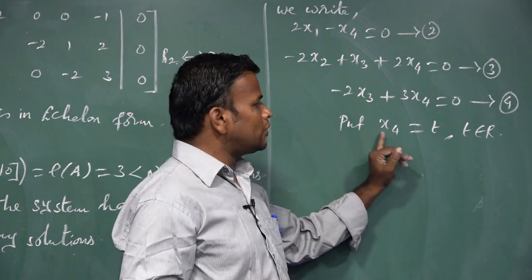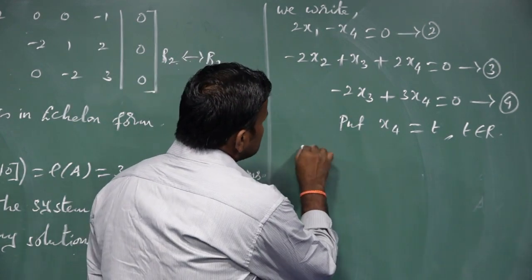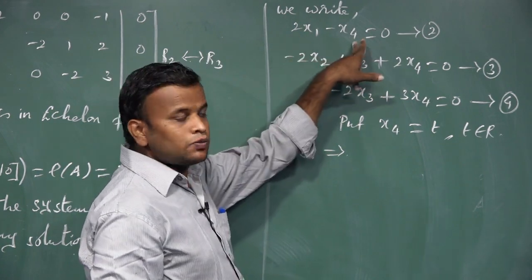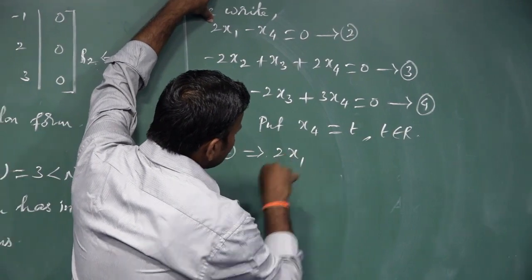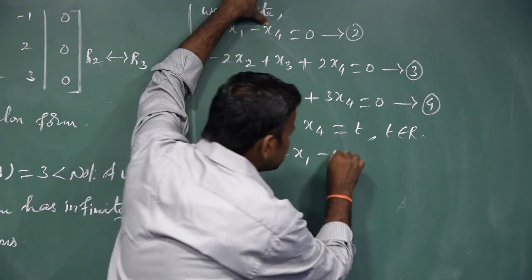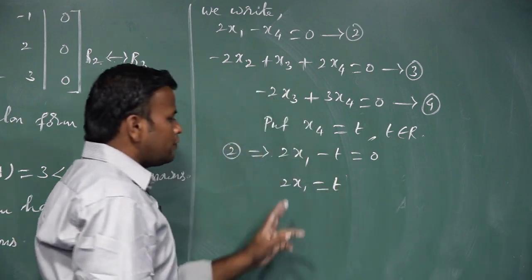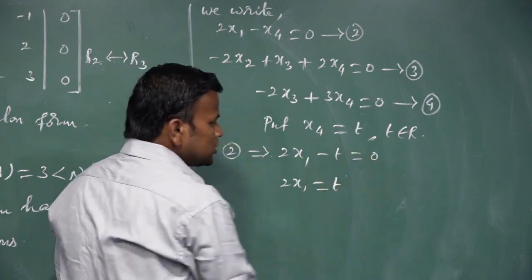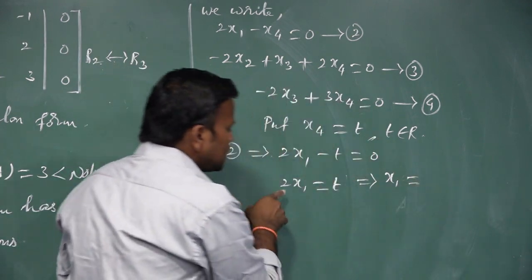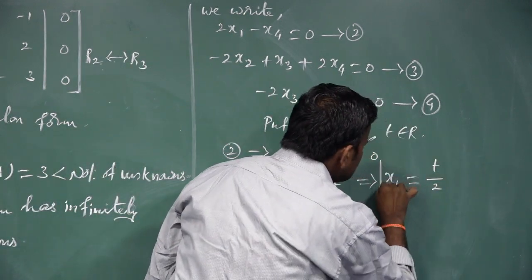So now I use the value of x4 in 2, 3 and 4. First I use the value of x4 in the second equation, because there will be only 2 variables, x1 and x4. So 2x1 minus x4, we take the value of x4 as t, is equal to 0. We need the value of x1 only. So minus t becomes plus t on that side. So 2x1 is equal to t. Multiplication becomes division on that side. So the value of x1 is t by 2.